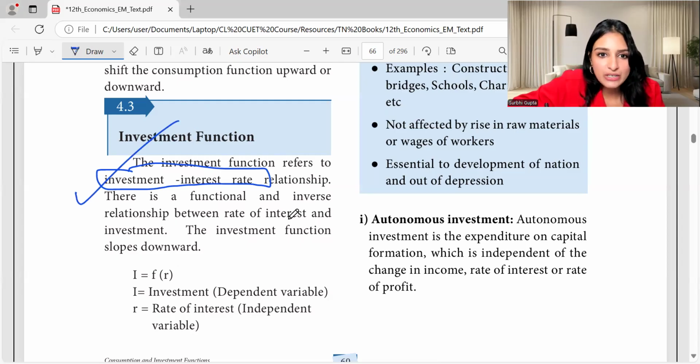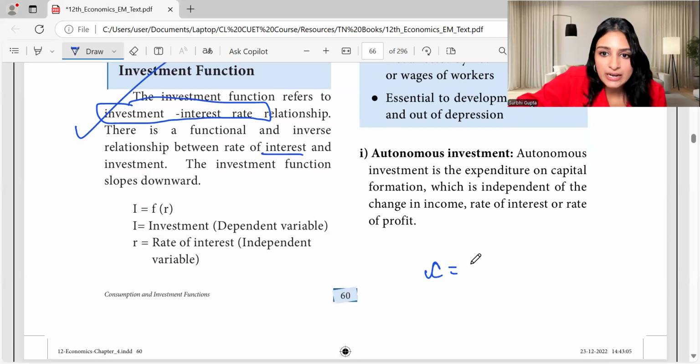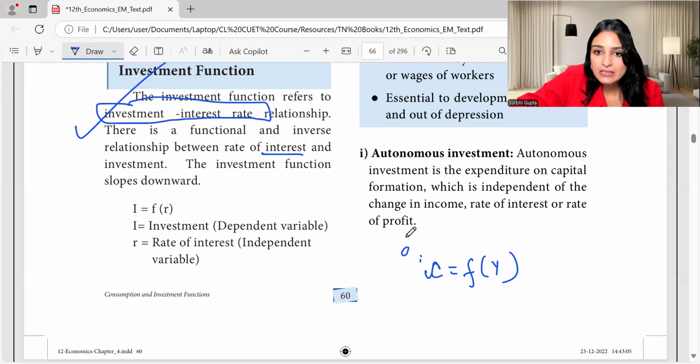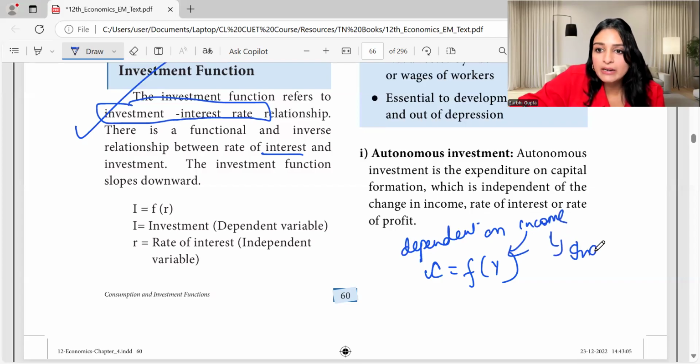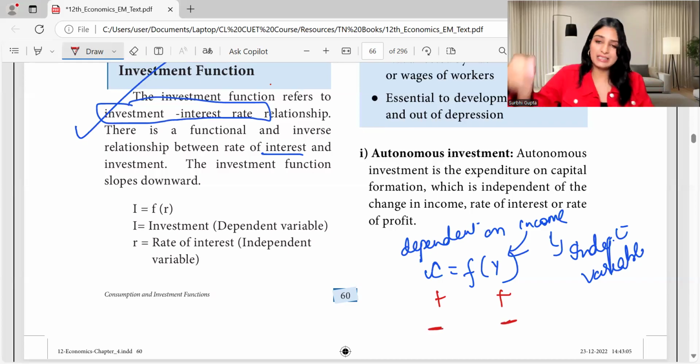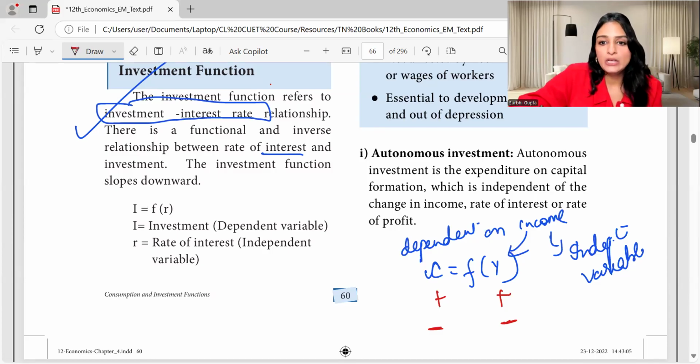There's a functional and inverse relationship between the rate of interest and investment. So when we read, consumption is a function of income, we got to know that consumption is a dependent variable and it is dependent on income. Income is your independent variable, increasing or decreasing, and based on that your consumption is increasing or decreasing. If income increases, consumption increases but by less than the increase in income. If income reduces, consumption also reduces, but again by less than the reduction in income. So that was the relationship.